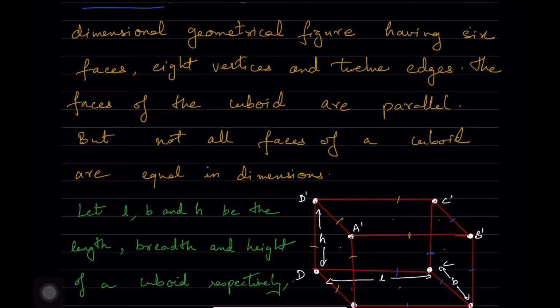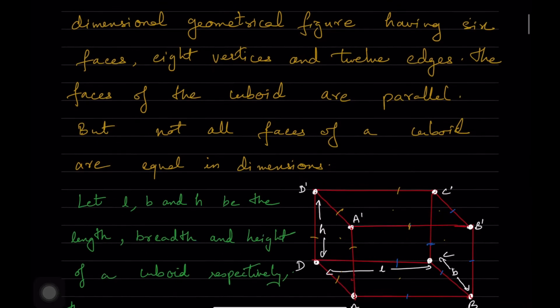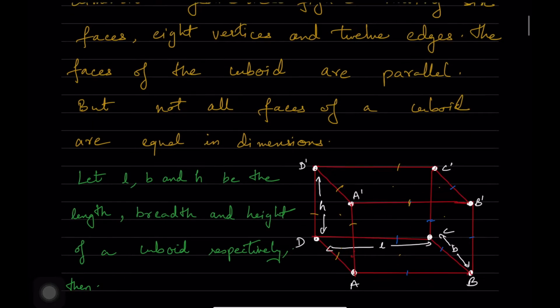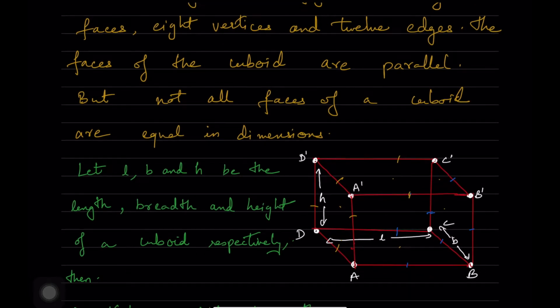8 vertices. 8 vertices are all those dots which I have named as A, B, C, D, A dash, B dash, C dash, D dash. Those are called the vertices. And 12 edges. All those lines which are in blue color and yellow color, those are named as the 12 edges.